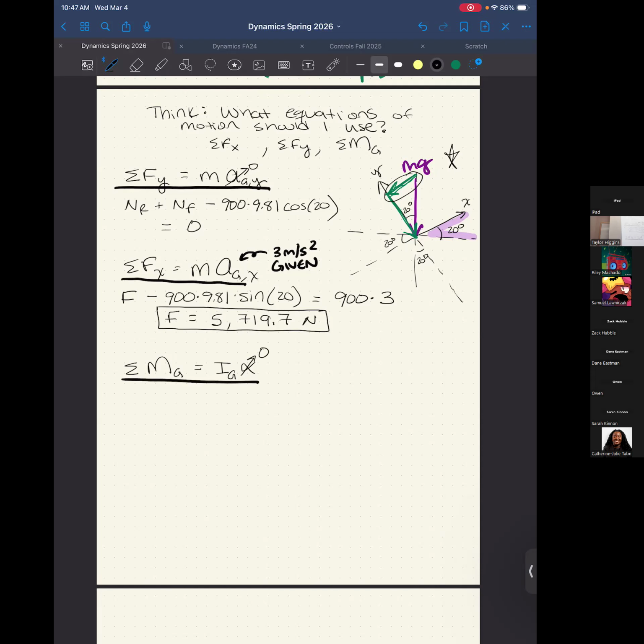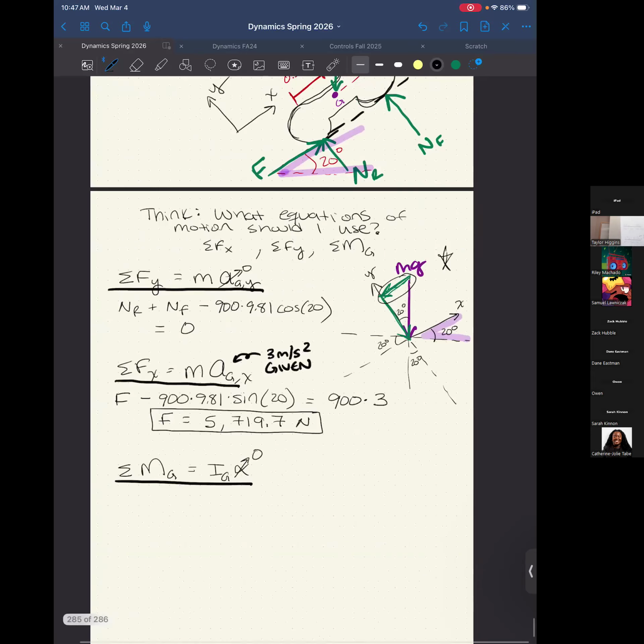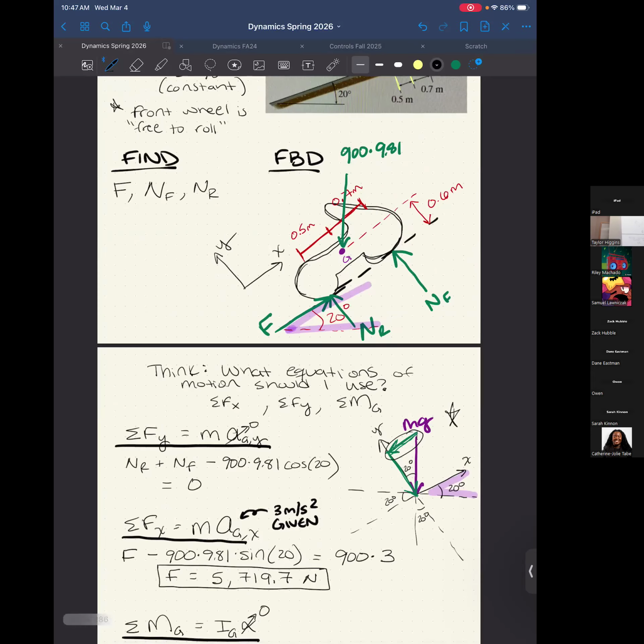So the sum of moments about G equals 0. Okay, let's sum moments about G. What all causes a moment? What doesn't cause a moment? Gravity doesn't. Everything else does. Friction and the two normals do.